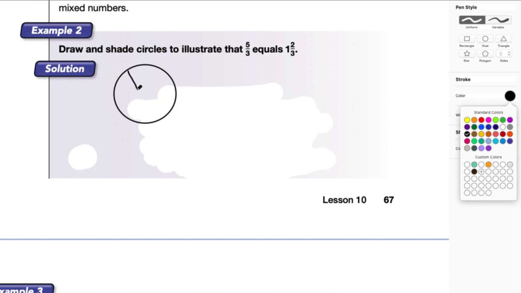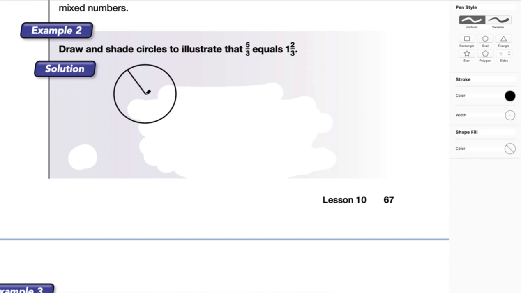So if I make my thirds here, that's only representing 3/3. So I need to do another circle. Let's see if that kind of works out. And then I need to make another 3/3. I'm trying to make these look like thirds. Okay, so I've got that.